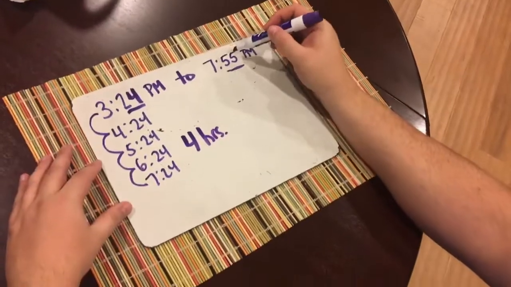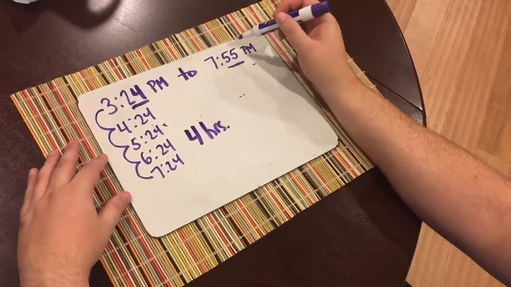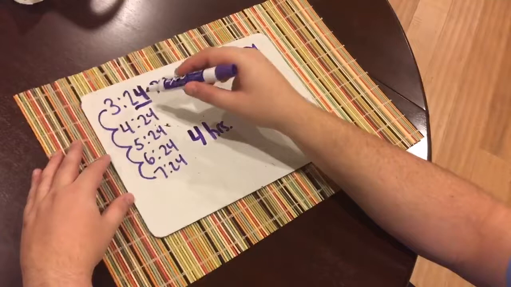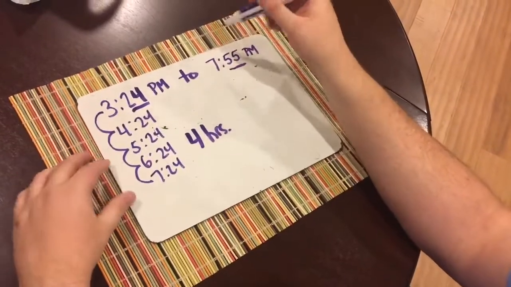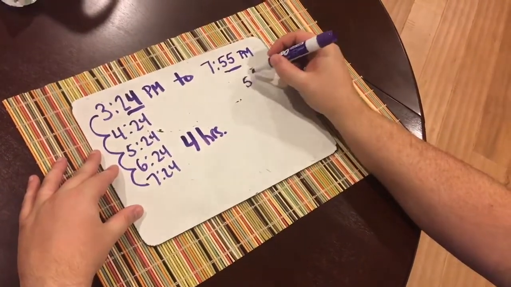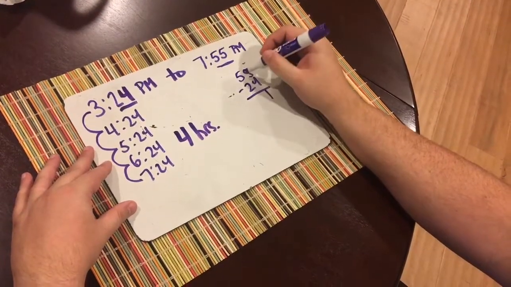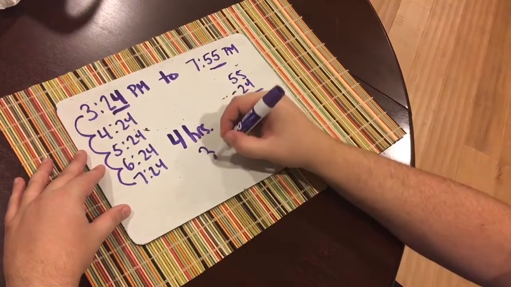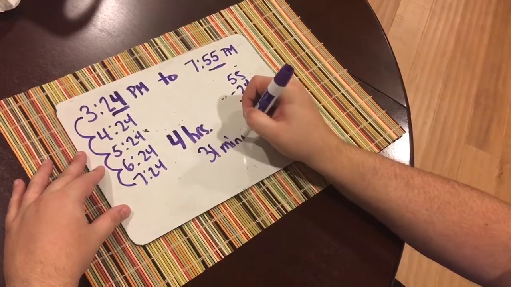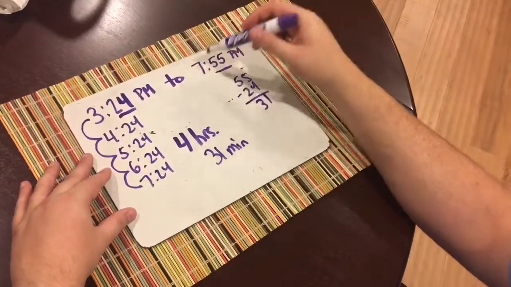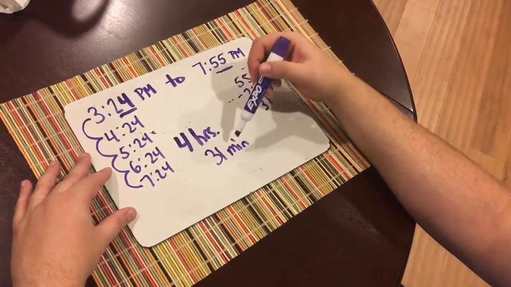Now, my end time minutes are bigger than my start time minutes. So that's an easy thing. I can just subtract. So I'll do 55 minus 24. 5 minus 4 is 1. 5 minus 2 is 3. So that leaves me 31 minutes. So from 3:24 p.m. to 7:55 p.m. is 4 hours, 31 minutes.